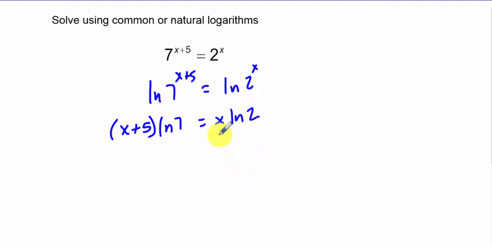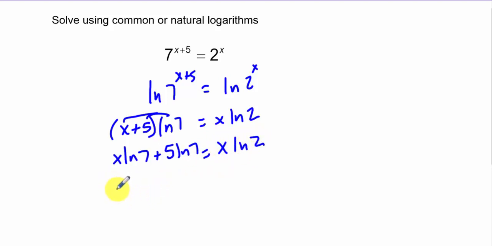There's a little bit of a problem. I'm going to need to get all the x's to one side. So I'll distribute this and get x natural log of 7 plus 5 natural log of 7 is equal to x natural log of 2. Get all the x's to one side. And we're at this point. Now I've got to get x by itself.